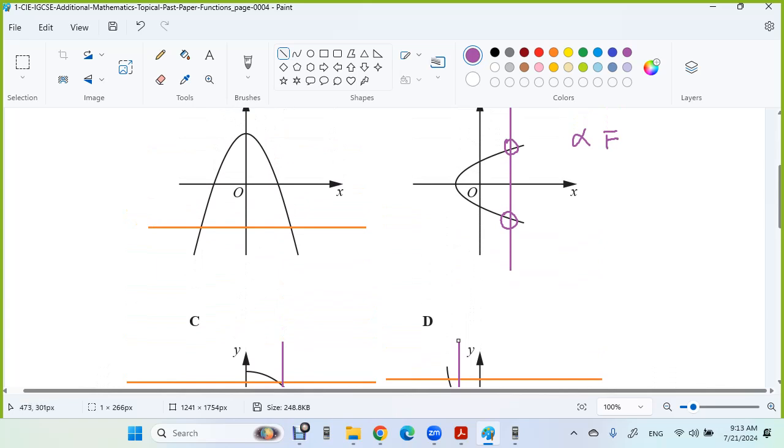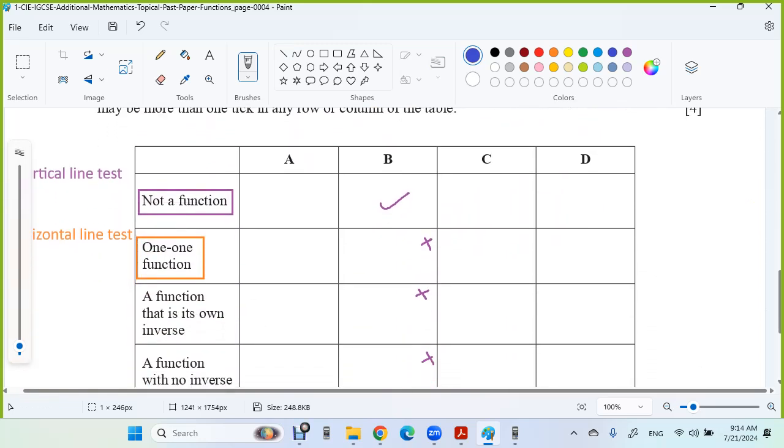So this one is not one-to-one, but it is a function. This one, B, no need to test. Why? Because it is not a function, so no need to test. So C and D here, we tick here.